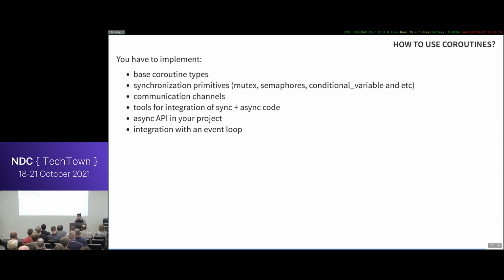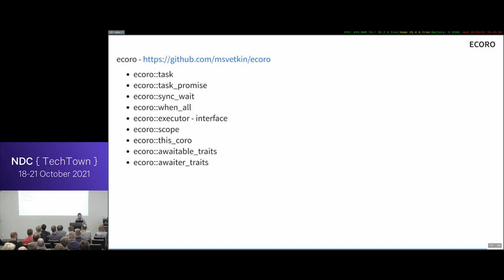I can tell a little bit about my story, because when I decided to learn coroutines, I had to actually implement a small library, because otherwise it didn't work. So I implemented this eCoro coroutine library. It's a pretty small project with just a few primitives, where I wanted to play around to see how it works. It also helped me build this presentation.